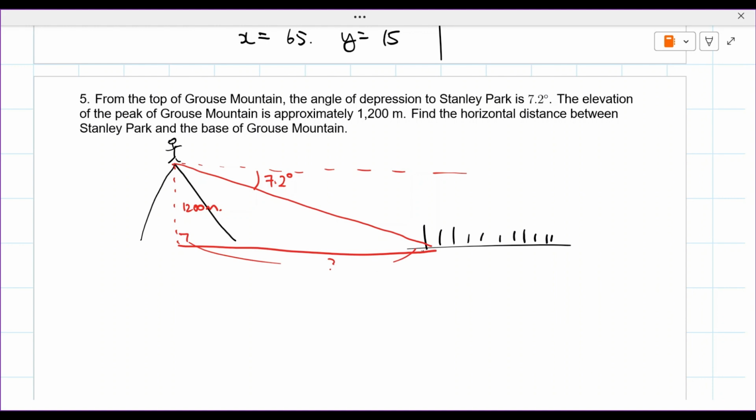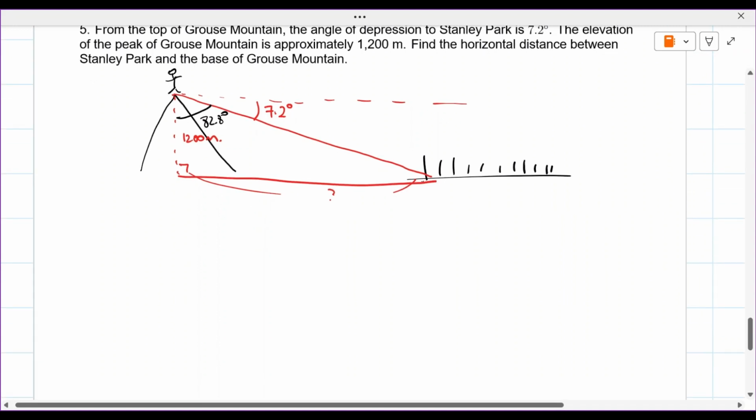So I drew the situation with a diagram, and then the next step is to redraw the diagram simpler and without any unnecessary information. And also, I realized that the angle of depression is 7.2 degrees, which means that the angle inside that little triangle is going to be 90 minus that 7.2. So the angle inside that is going to be 82.8 degrees. Now let's redraw the triangle. So we have the 82.8 here on the top left side of the triangle.